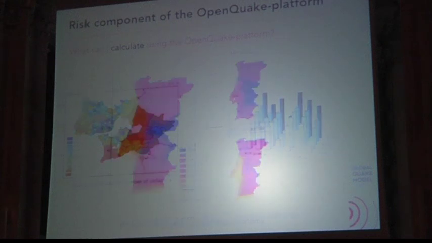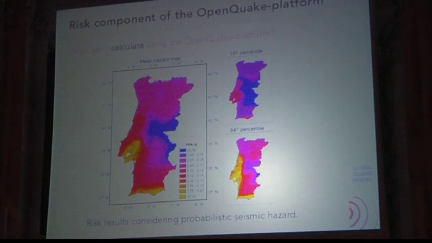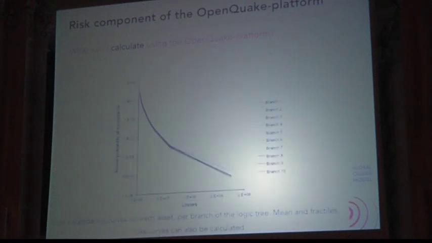But what if instead I want to consider probabilistic risk? I want to consider all the possible earthquakes that might happen within a given time span and for a given region. Well, for once, we can take all the hazard curves from the hazard component of OpenQuake. We can use our vulnerability functions, and we can calculate these loss exceedance curves. These curves relate different levels of losses with the probability of exceeding these losses.